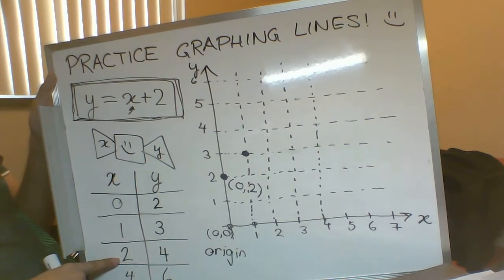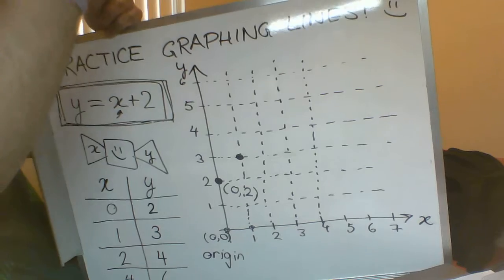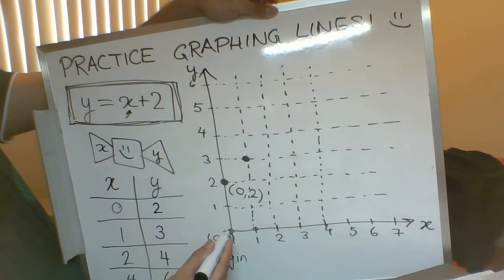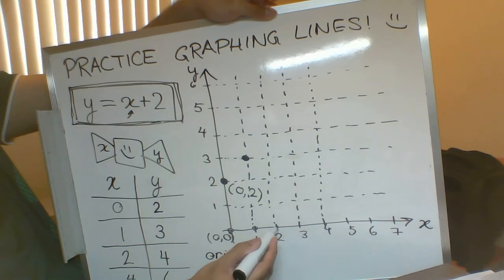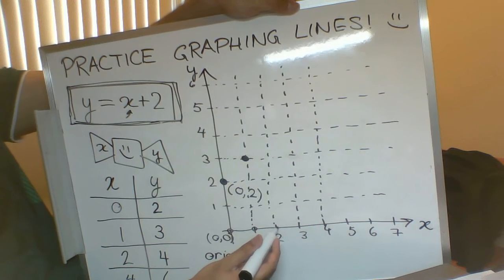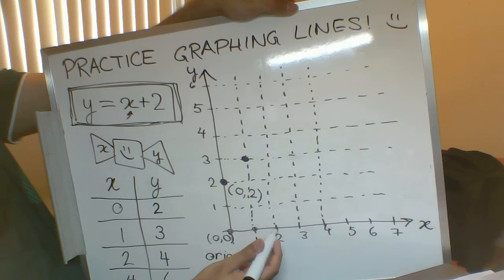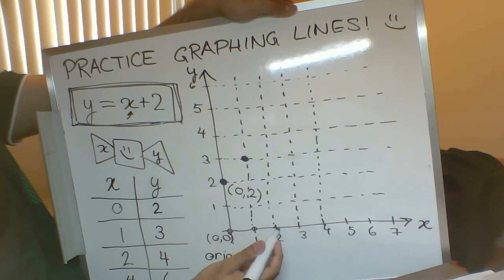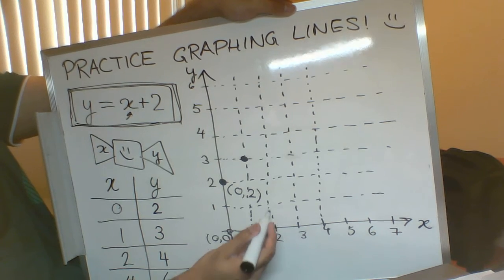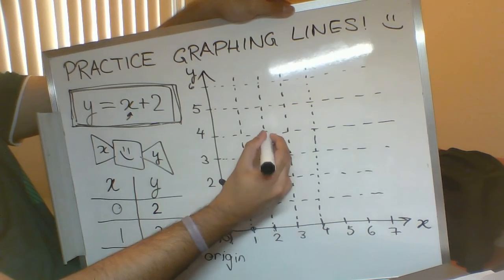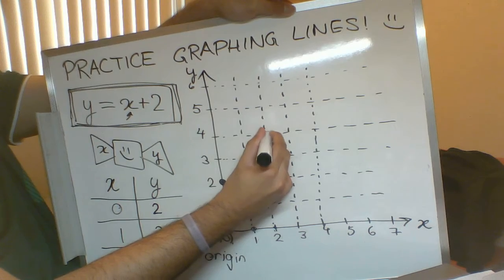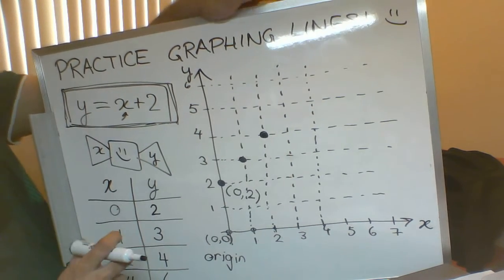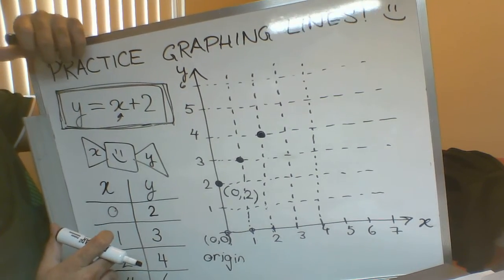We've got x equals 2, so we start from our origin again. Start from here, we go over 2 units to the right, because we've been told it's x equals 2, and then y is equal to 4. So from x equals 2, we have to go up 4 units. So 1, 2, 3, 4, and we put a dot right there. Okay, hopefully you're beginning to see the pattern now.